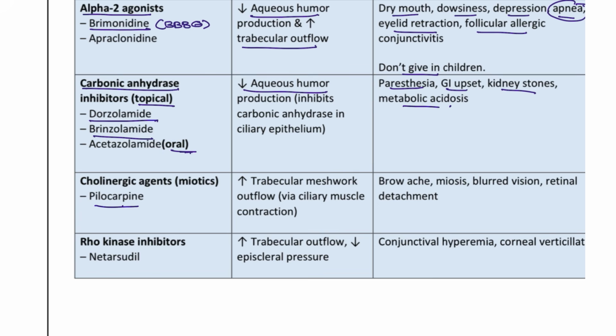Cholinergic agents, that is, we have pilocarpine. It is going to cause miosis in the patient. Constriction will be seen in this patient. Trabecular outflow will be increased. Brow ache, eyebrow ache will be seen, and retinal detachment is also a detrimental side effect.